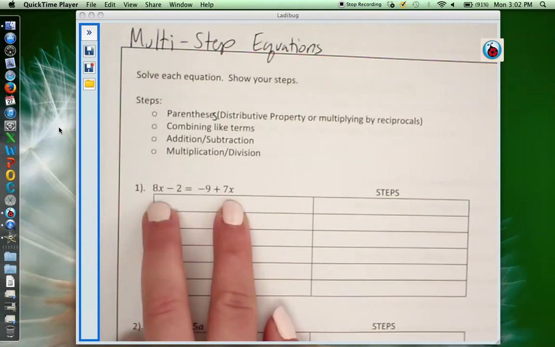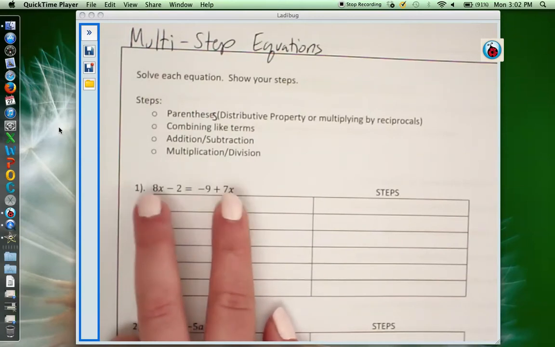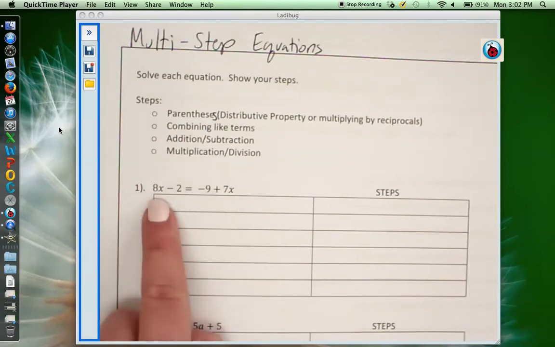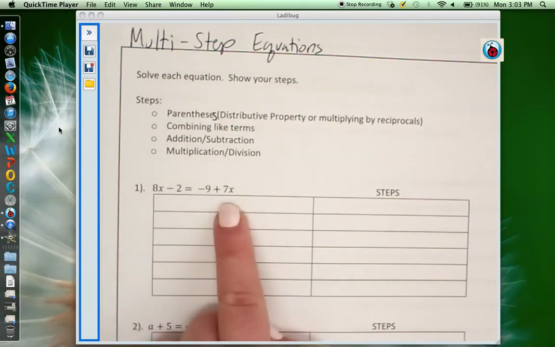So the first thing that we need to deal with is the fact that there's variables on both sides. So I would like to cancel one of these two terms in order to get all of the variables in one place. And I have a choice how I could do that. I could either subtract 8x from both sides, that would cancel 8x over here, or I could subtract 7x from both sides, which would cancel 7x over here.